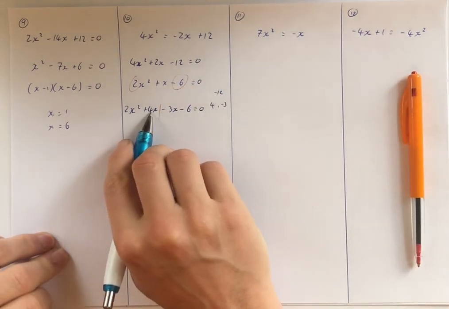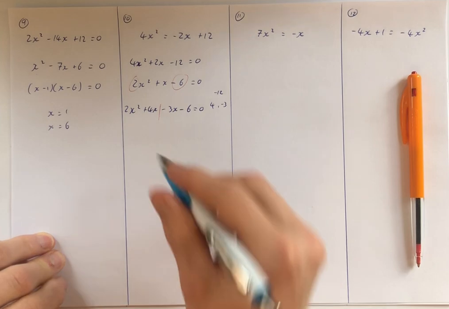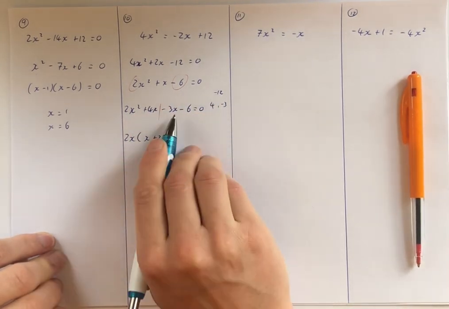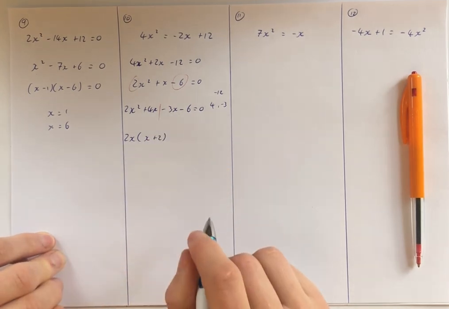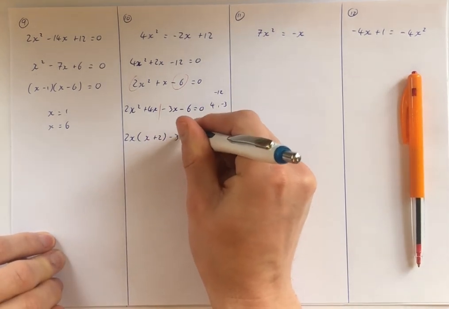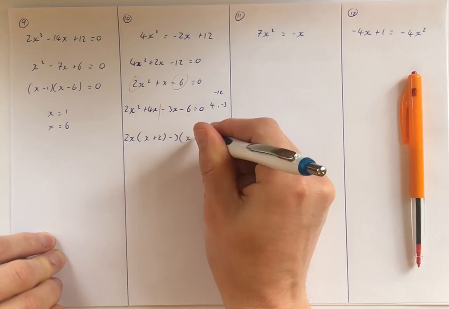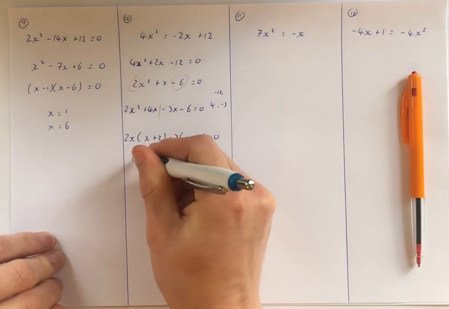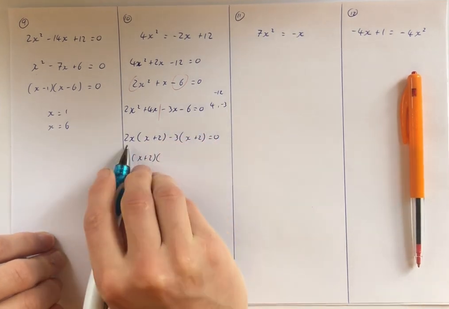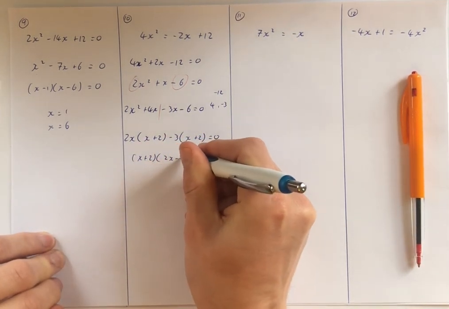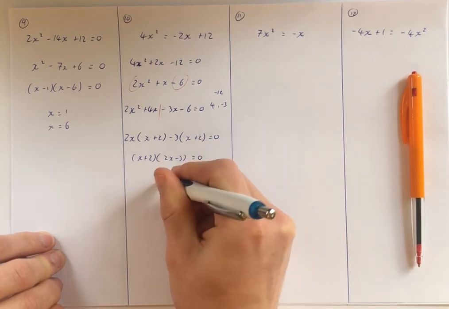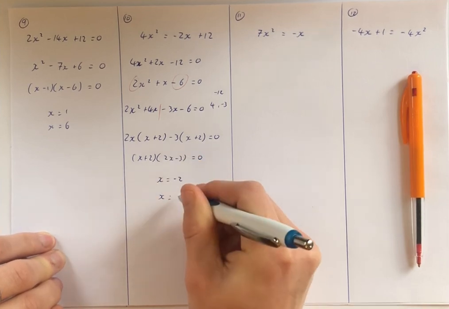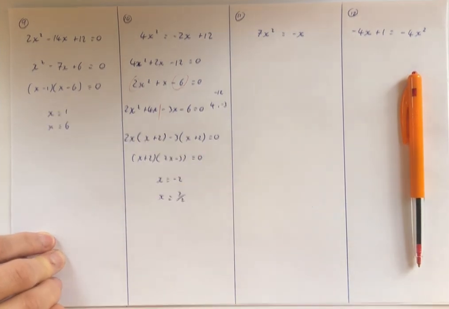Take a 2x out of the 2x squared and 4x, leaving just x plus 2. And we can take a negative 3 out of negative 3x and negative 6, leaving positive x and positive 2. Well, x plus 2 is one factor, and 2x minus 3 is another factor. So one solution is negative 2, and one solution is positive 3 over 2. Cool.